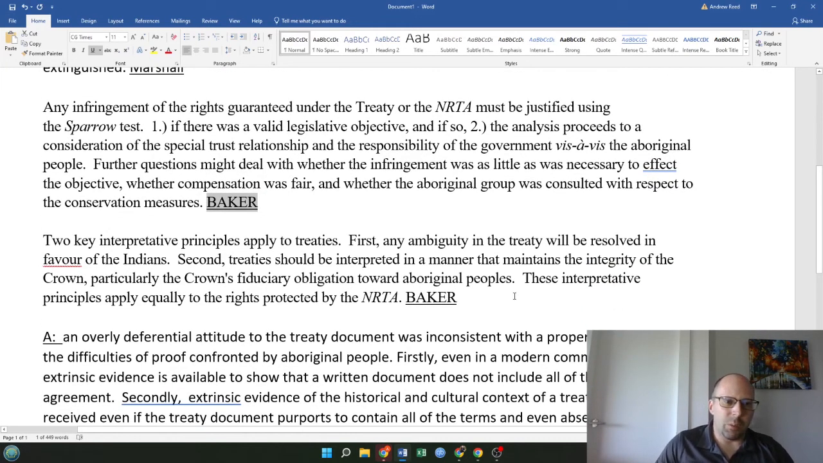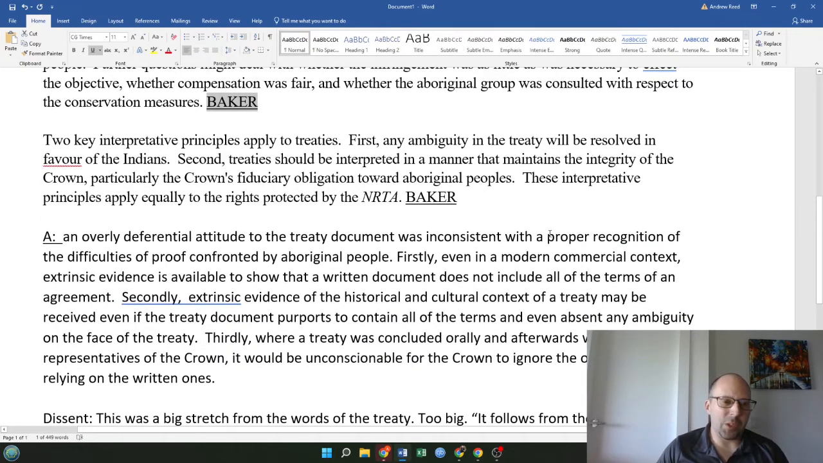And then another rule from the Baker case here that applies: 2 key interpretive principles apply to treaties. First, any ambiguity in the treaty will be resolved in favor of the Aboriginal people. Second, treaties should be interpreted in a manner that maintains the integrity of the Crown, particularly the Crown's fiduciary obligation toward Aboriginal people. These interpretive principles apply equally to the rights protected by treaties. So that's from the Baker.